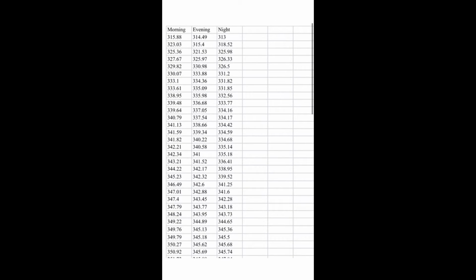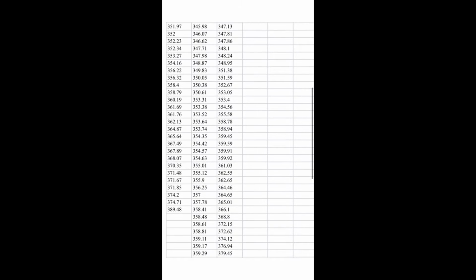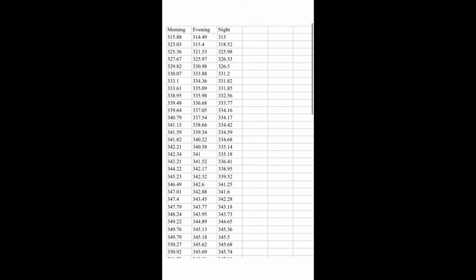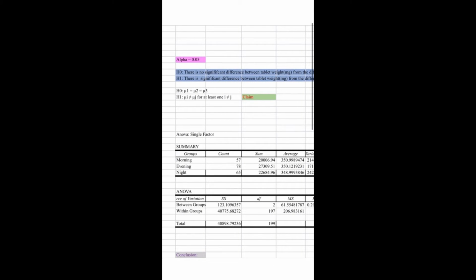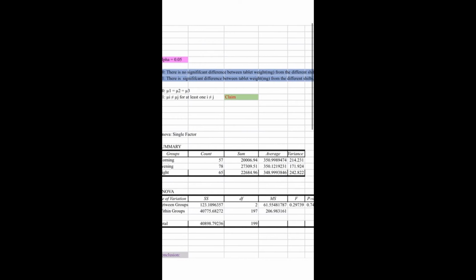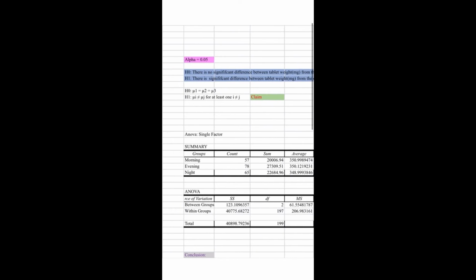Okay, so this is the Excel sheet, and here on the left are the weights of the shifts in the morning, evening, and night. As you can see over here, these are all the weights in the 3 shifts, and then alpha is equal to 0.05. H naught says that there's no significant difference between tablet weight from the different shifts. H1, there's a significant difference between the tablet weight from different shifts. So this is what we claim. H naught is mu1 equal mu2 equal mu3, and H1 is mu i not equal to mu j for at least one i not equal to j.